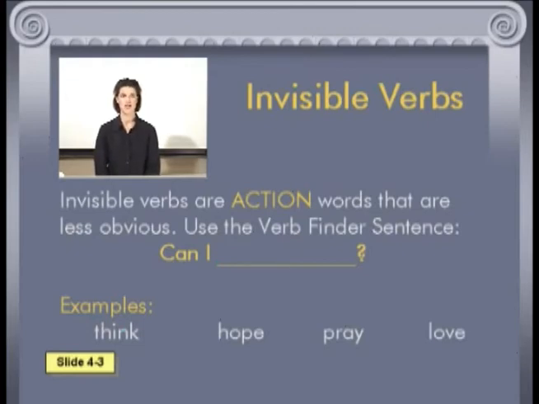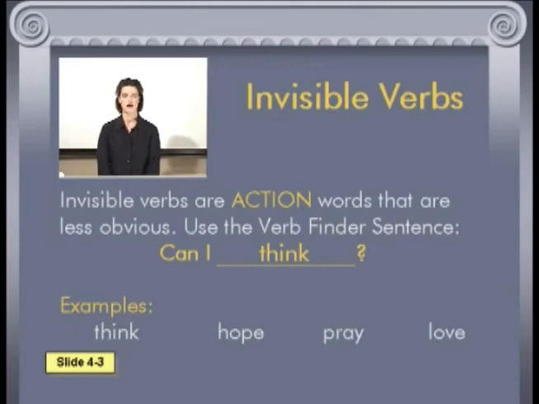The first word is think. So we plug it into our helpful verb finder sentence. Can I think? And the answer is yes, I can think, and that sentence makes perfect sense. I think every day, and I think you think every day too. So even though I can't necessarily see you think, and you can't necessarily see someone think, think is a verb. It's just a little bit less obvious.